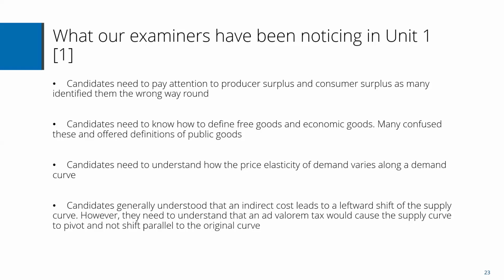And candidates generally understood that an indirect cost leads to a leftward shift of the supply curve. However, they need to understand that an ad valorem tax would cause the supply curve to pivot and not shift parallel to the original curve. So these are some of the key things that they need to be aware of.